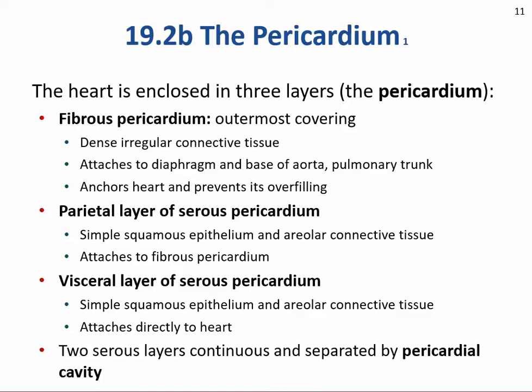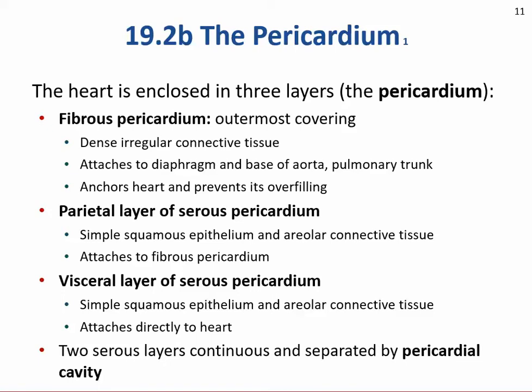So in the case of the lungs, this serous membrane is called the pleura. There's a parietal pleura that attaches to the ribs, and there's a visceral pleura that attaches to the lungs. In your intestines, it's called the peritoneum. The parietal peritoneum is attached to the body wall, and the visceral peritoneum is attached to the intestines.